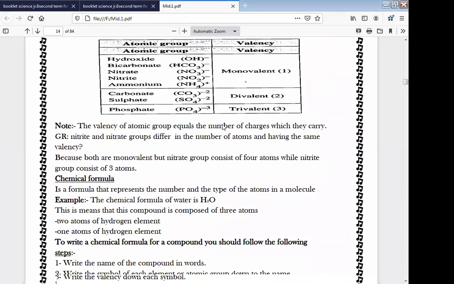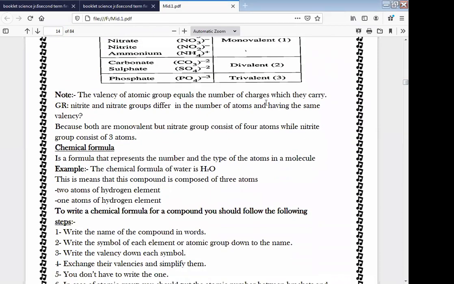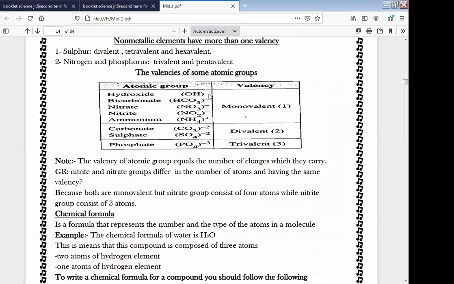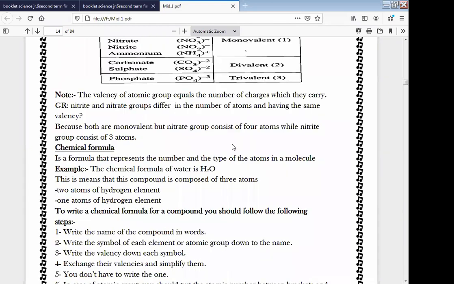Note: the valency of an atomic group equals the number of charges which it carries. When the charge is negative one, it's mono, so the number of charges equals the valency. When the charge is -2, it's di. When the charge is -3, it's tri, so the number of charges equals the valency, okay?